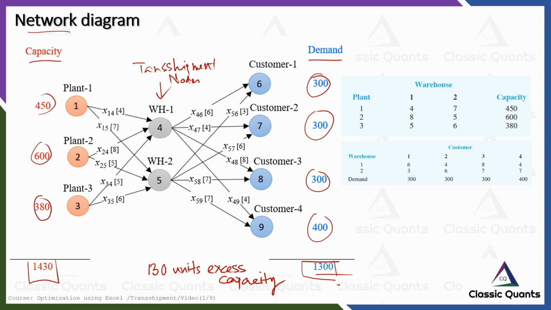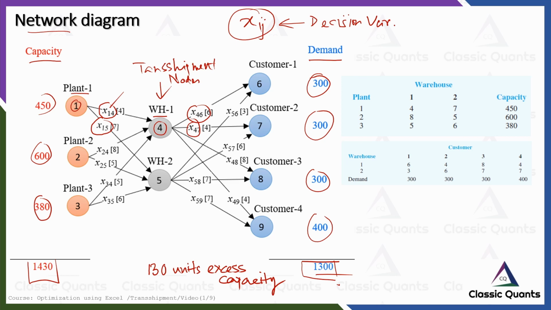Okay, so what is this X14, X15? This is the number of units that is transported from one node to another node. For example, X14 is the number of units that is transported from node 1 to node 4, that is plant 1 to warehouse 1. And of course Xij, as in case of transportation problem, here also these are the decision variables. Similarly, these are the number of units that are flowing from warehouse to customers.